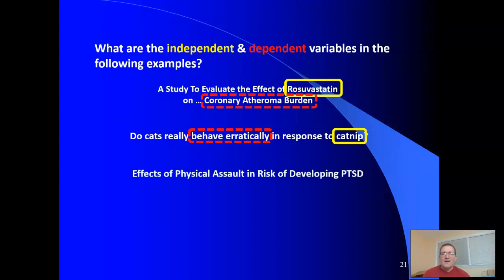Okay, the effects of physical assault and the risk of developing PTSD. The assault is the independent variable. That happened, unfortunately. The outcome, at least some of the time, unfortunately, is PTSD. Now, of course, being physically assaulted doesn't make everyone have PTSD, or I would have had PTSD 1,000 times as a kid from being assaulted by my much stronger brother.